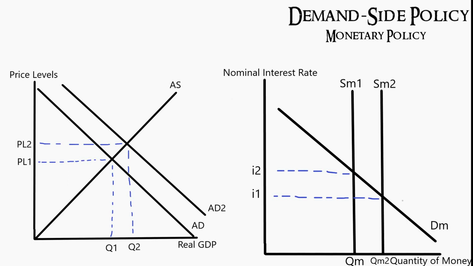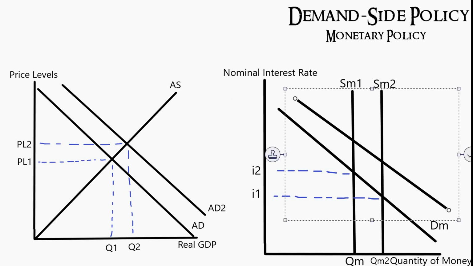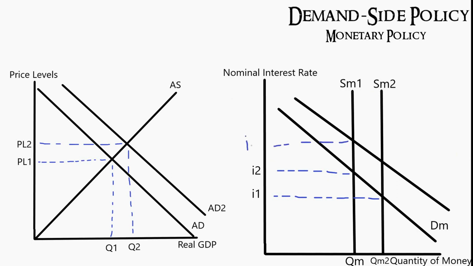So if the demand for money rises, let's say there's a new line over here for a higher demand for money, then interest rates will also rise. So you'd have a higher interest rate here if demand goes up. Similarly, if demand for money goes down, the interest rates will fall. But this is not what the government uses to control the supply of money.